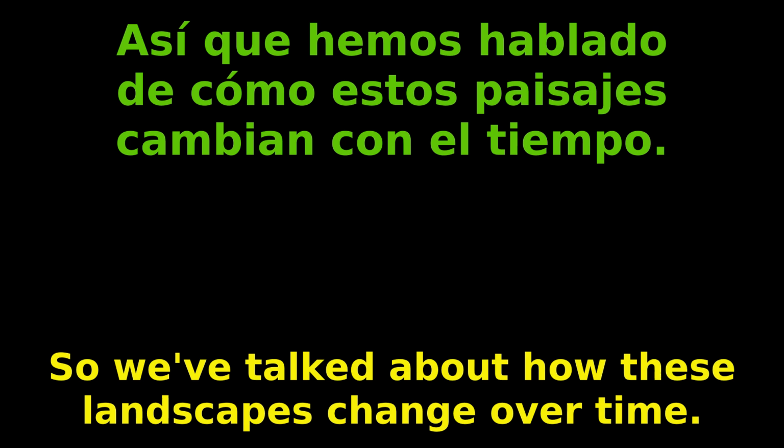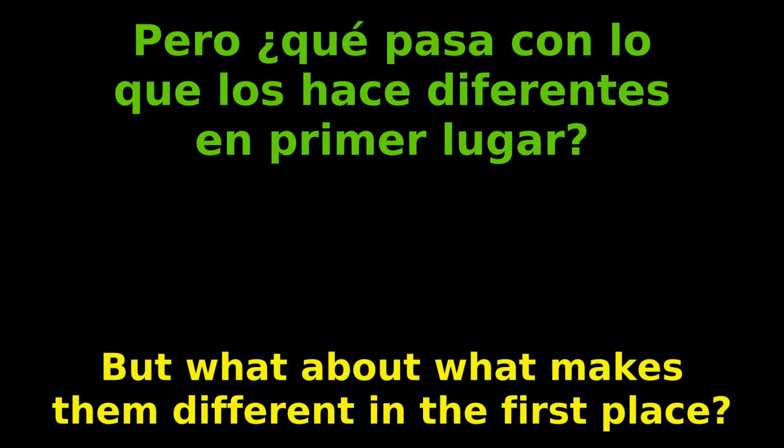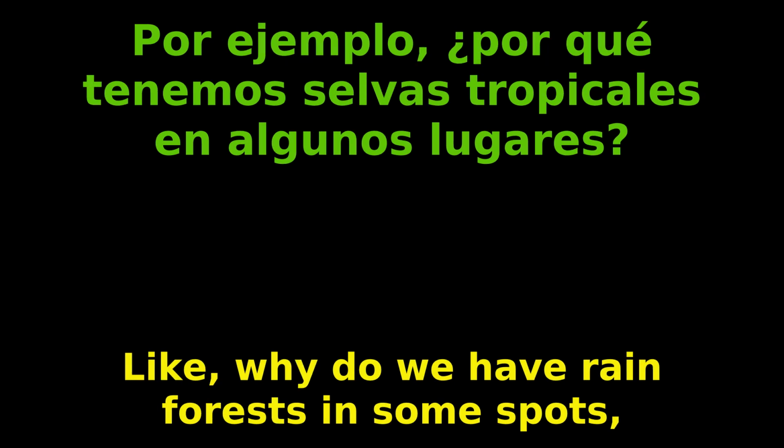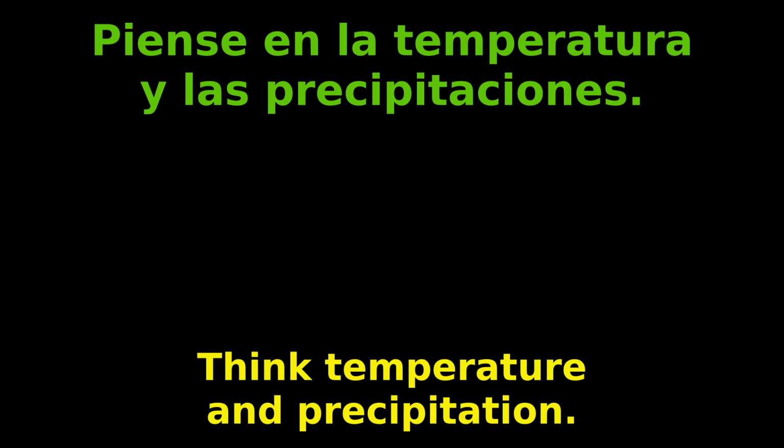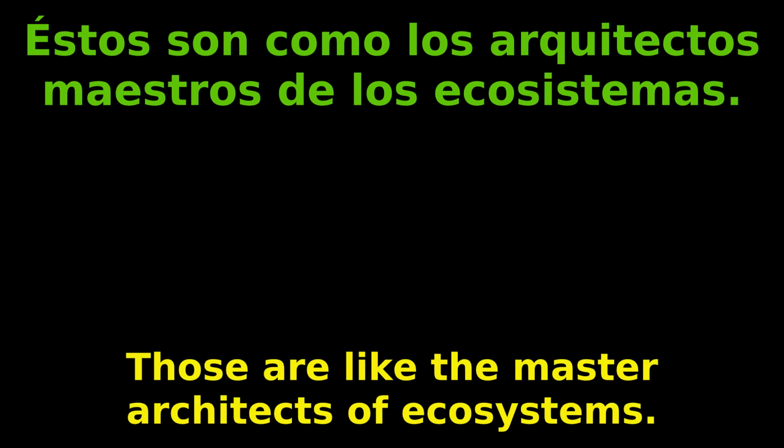Totally. Okay, so we've talked about how these landscapes change over time. Right. But what about what makes them different in the first place? Like, why do we have rainforests in some spots and then deserts in others? That's where climate comes in, big time. Think temperature and precipitation. Those are like the master architects of ecosystems. They decide what lives where.